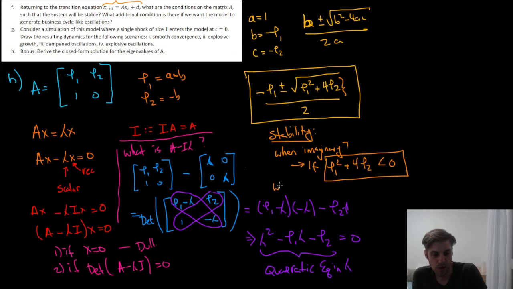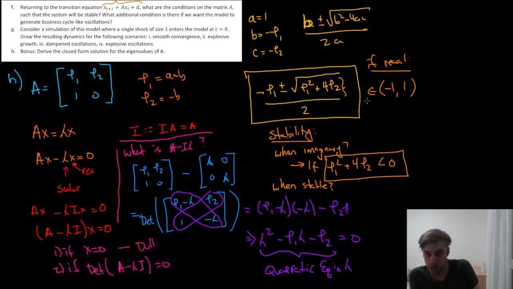And then when stable is a slightly more complex question because we have to do some casework. If everything's real, if you assume that this is real, then you just need to ask, when is this whole thing between minus 1 and 1? Right? So if real, we just ask this. If it's imaginary, we have to think about the modulus, right?